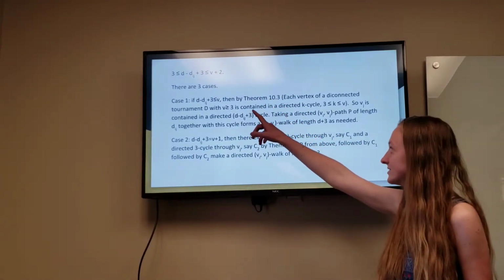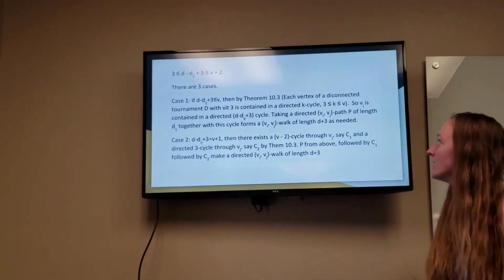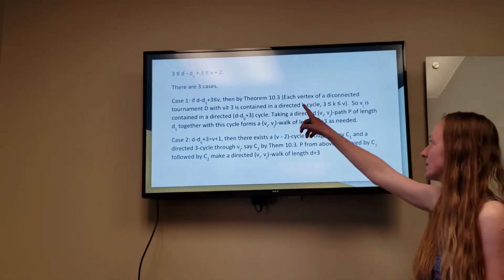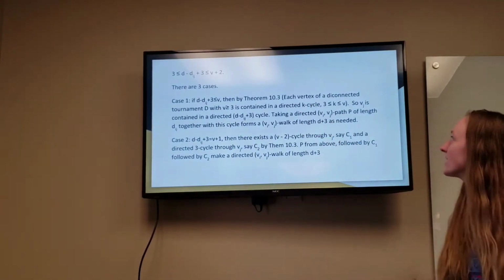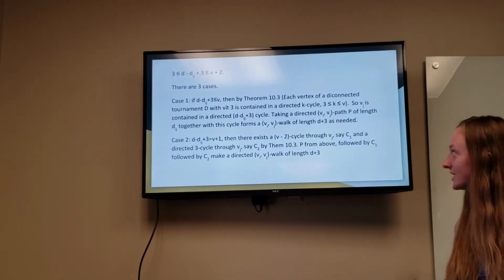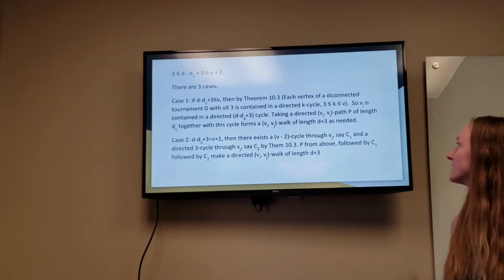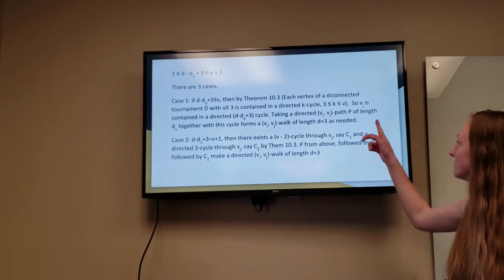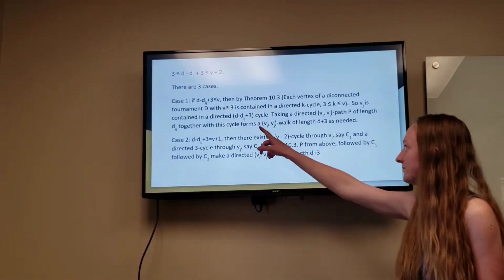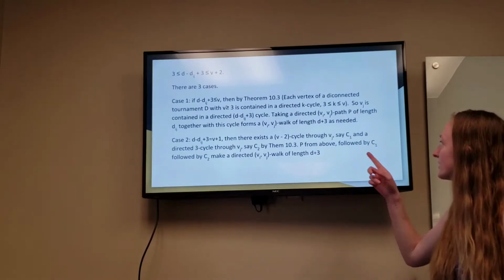So there's 3 cases. If we have that this thing is less than or equal to v, then by theorem 10.3, each vertex of a strongly connected tournament D with v greater than or equal to 3 is contained in a directed k cycle for k between 3 and v. So vj is contained in a directed d minus dij plus 3 cycle by that theorem.